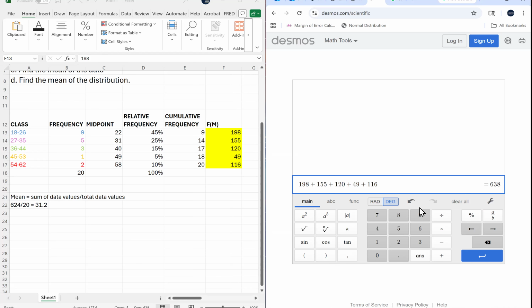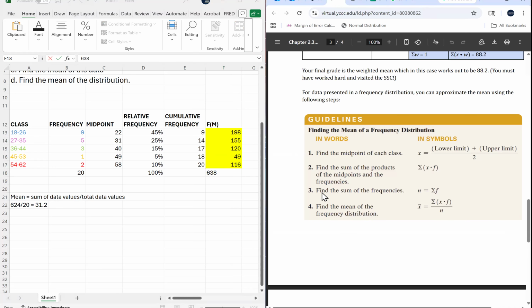All right, so I did 198 plus 155 plus 120 plus 49 plus 116. I got a total of 638. Write that down. All right. Now we finished step two. Step two is to find the sum, which we've done. Next is find the sum of the frequencies, which we actually did earlier. The grand total, if you take 9 plus 5 plus 3 plus 1 plus 2, you get 20. So we've done that as well. So now we can move on to step four, the last one.